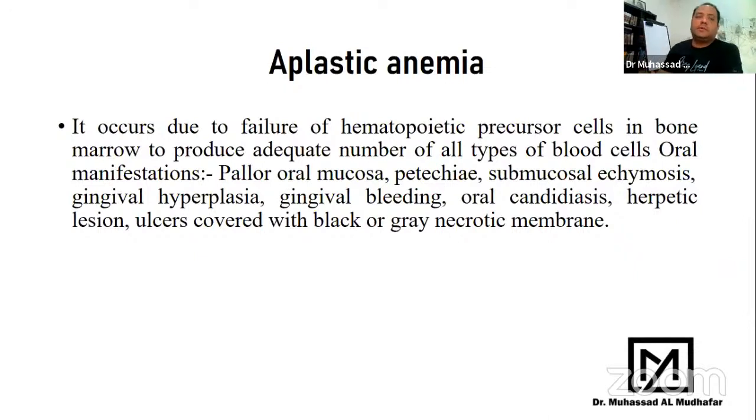Aplastic anemia. Aplastic anemia occurs due to failure of hematopoietic precursor cells. The stem cell progenitor failed to produce an adequate number of blood cells: failed to produce megakaryocytes, failed to produce granulocytes, failed in white blood cells and RBC. This is aplastic anemia. Oral manifestations: pallor of oral mucosa, submucosal ecchymosis, gingival bleeding, oral candidiasis, gingival hyperplasia. These are the oral manifestations of aplastic anemia, or ulcer covered with black or gray necrotic membrane.